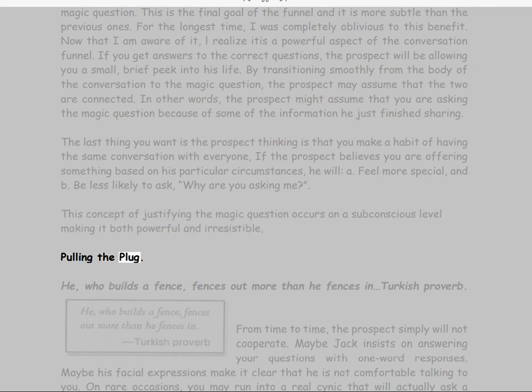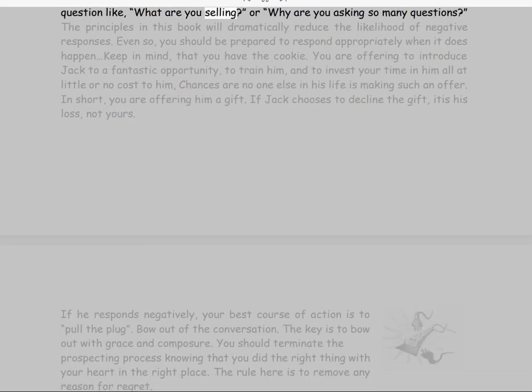Pulling the plug. He who builds a fence, fences out more than he fences in. Turkish proverb. From time to time, the prospect simply will not cooperate. Maybe Jack insists on answering your questions with one-word responses. Maybe his facial expressions make it clear that he is not comfortable talking to you. On rare occasions, you may run into a real cynic that will actually ask a question like, "What are you selling?" or "Why are you asking so many questions?"